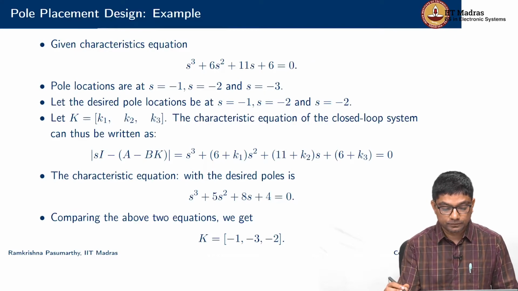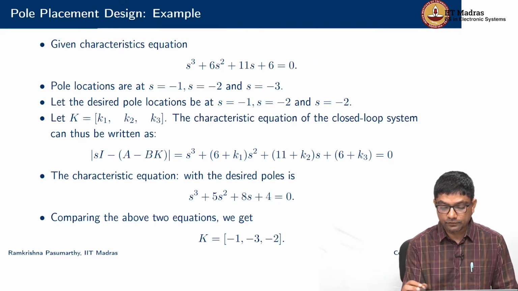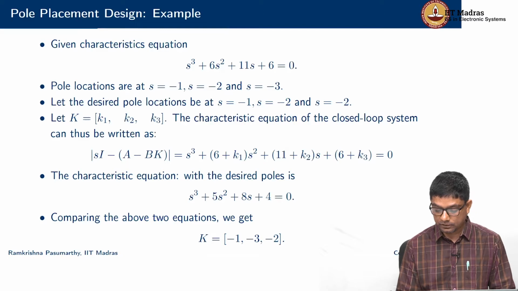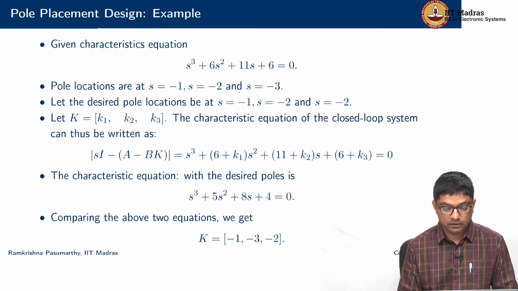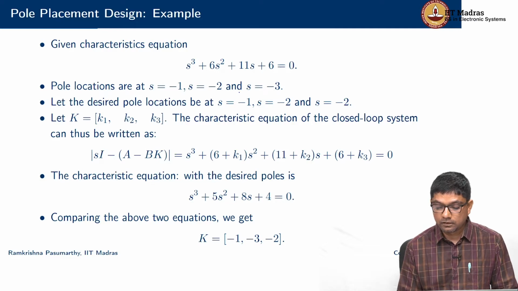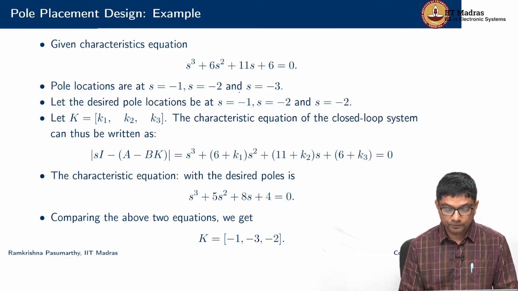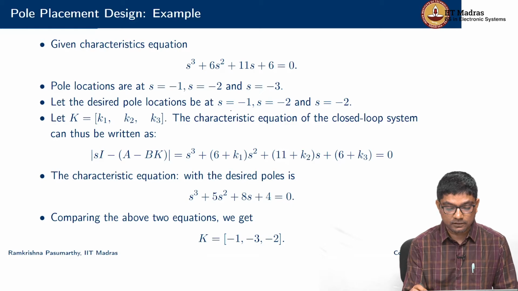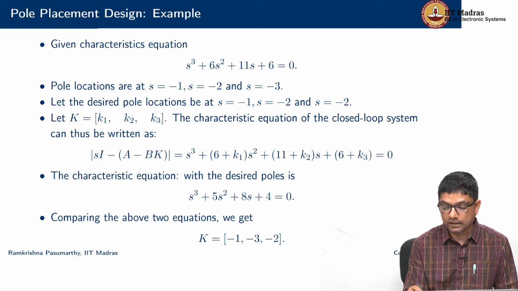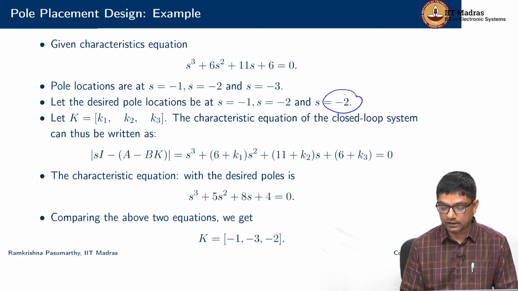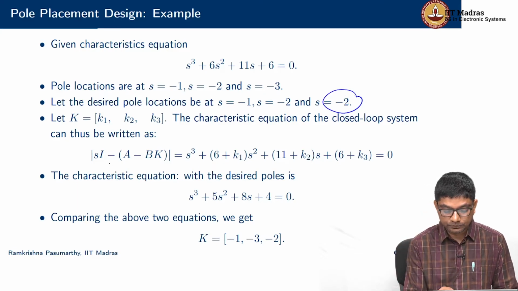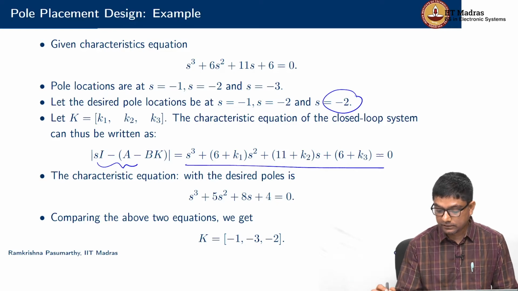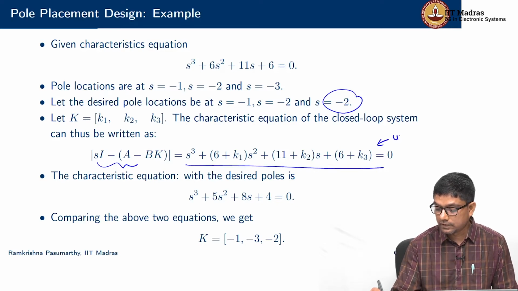So, suppose I start with a system of this form where pole locations are at minus 1, minus 2 and minus 3. Let us say that I want the desired poles not at minus 1, minus 2, minus 3, but say 2 poles are at minus 2. So, sI minus A minus BK. So, this is the equations in the unknowns.